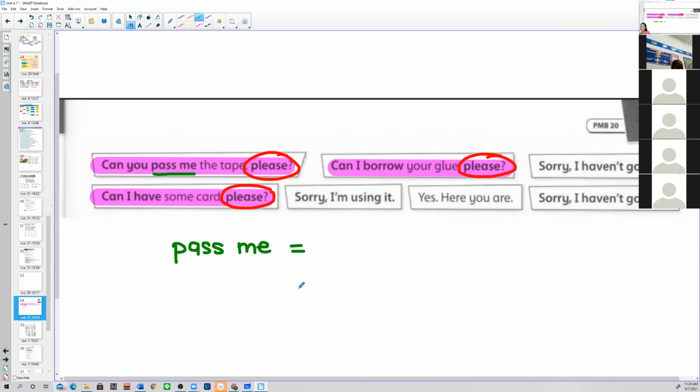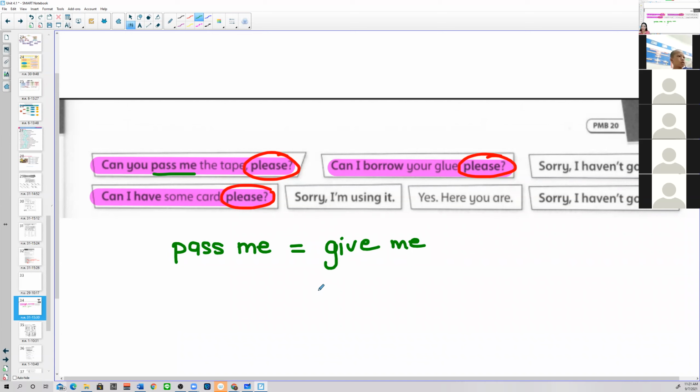What does that mean? Can you pass me the tape, please? Pass me is just like, can you give me? This is used while you are in the same room and you'd like your friends to give you something that you don't want to walk over and get. You can just politely ask them, can you pass me the tape, please?